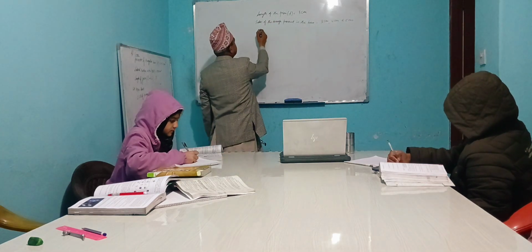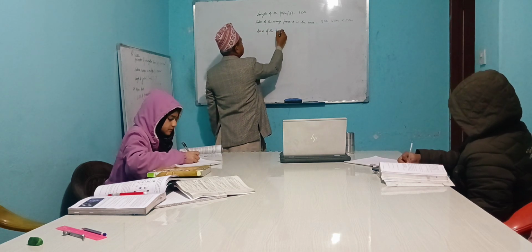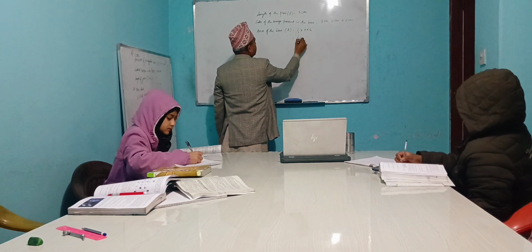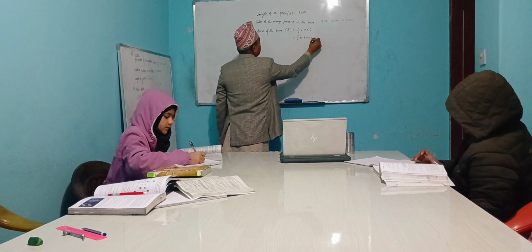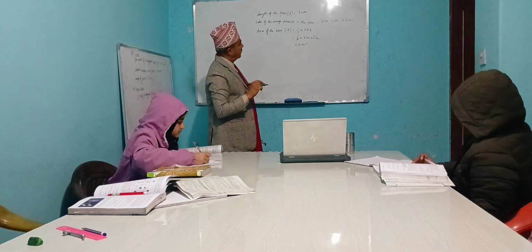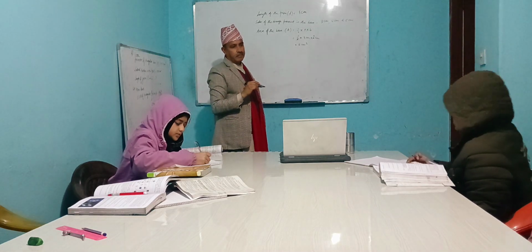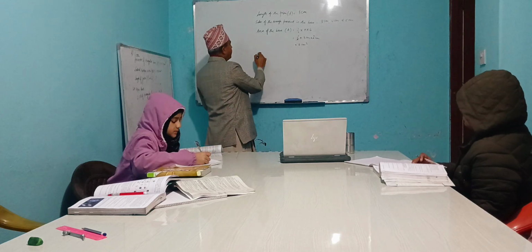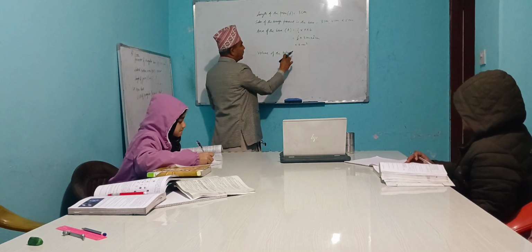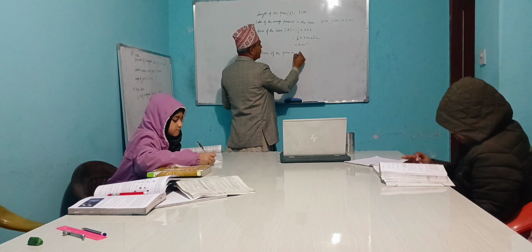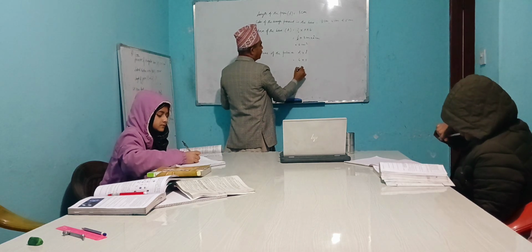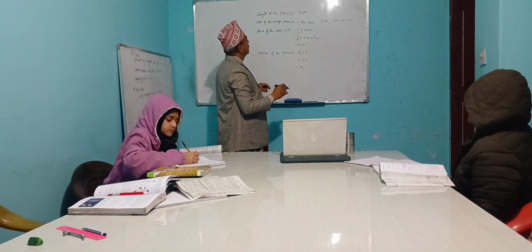Then area of the base, A equals half times perpendicular times base. Half, perpendicular is 3 centimeters, times 4 centimeters. How much does it come? 6 square centimeters. Okay, what to calculate? Volume of the prism. And what is the formula to calculate the volume of the prism? Area of the base multiplied by length. 6 multiplied by 30. Oh, length is 30?